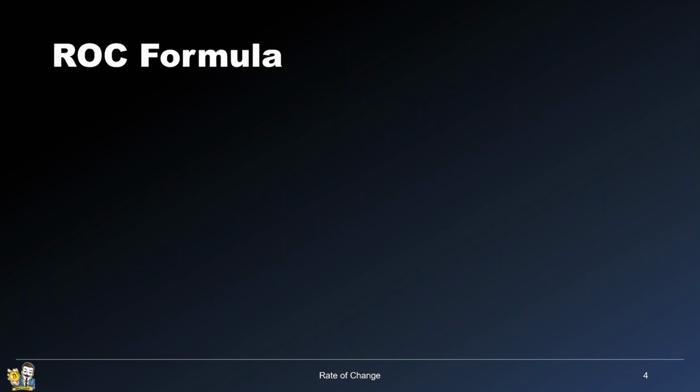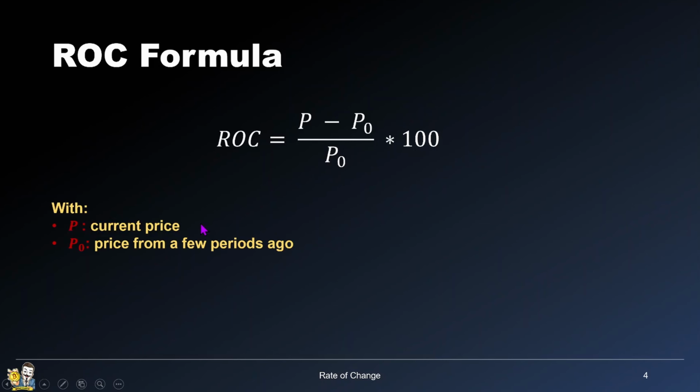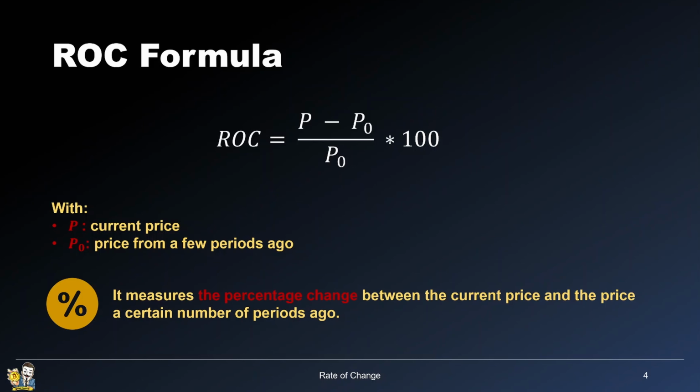About the formula, don't worry, I'll keep it very simple. ROC equals this small equation, where P is the current price of your asset, and P0 is the price from a few periods ago. Basically, it measures the percentage change between the current price and the price a certain number of periods ago, like for example, a year ago.